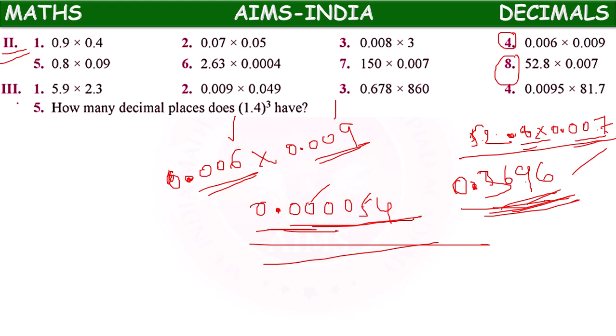Next, third one. Let's take this question. Third question. 0.678 into 860. 678 into 860. So if we have 860, we have to multiply 678 and 86. Then we have to keep 10.